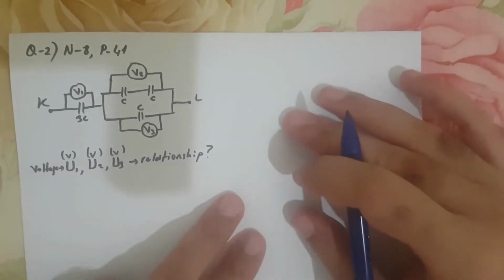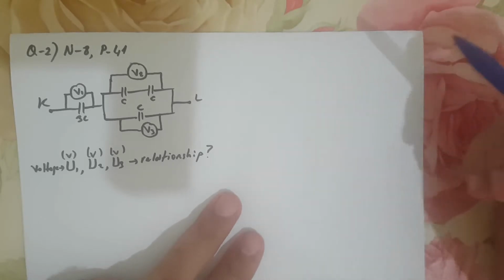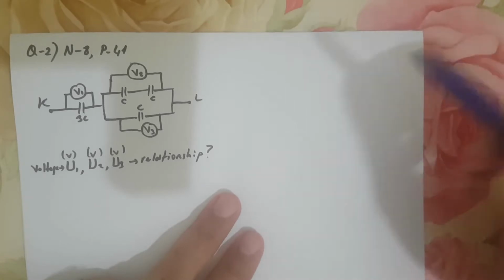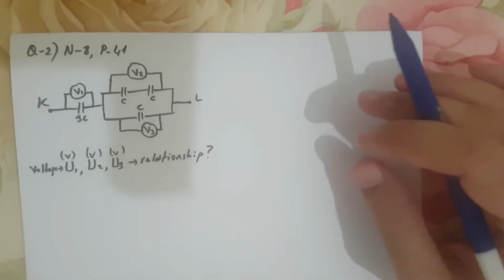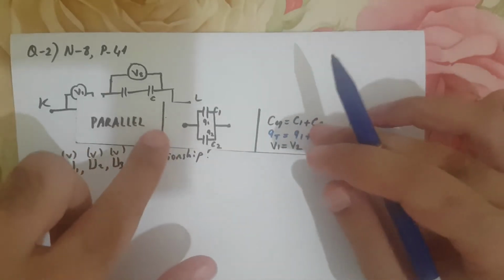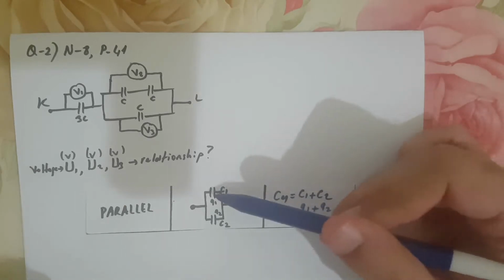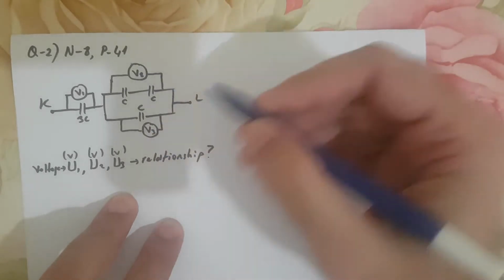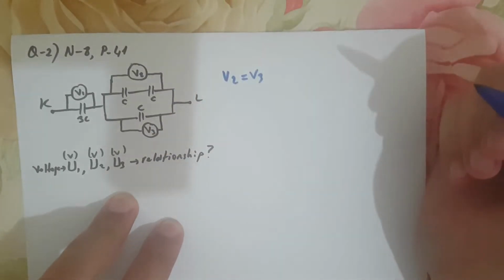In this question, it's asking for the relationship between V1, V2 and V3. How to solve this question? We have to know that if it's parallel, as I showed again, V1 is equal to V2. So here we can write that V2 and V3 are equal to each other. Okay.